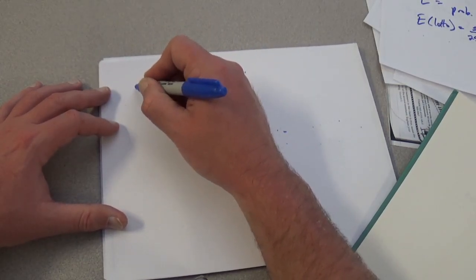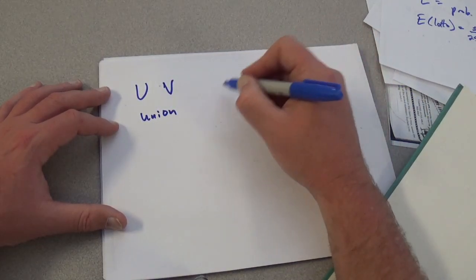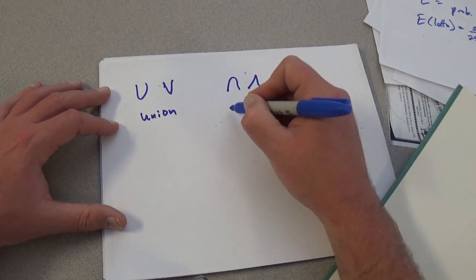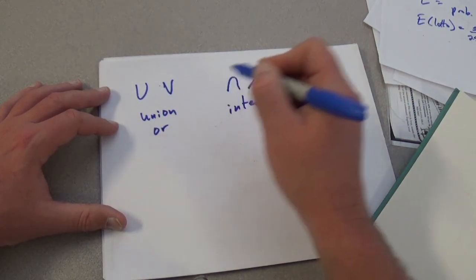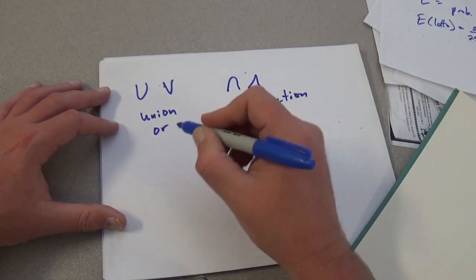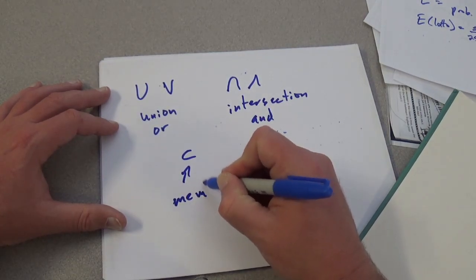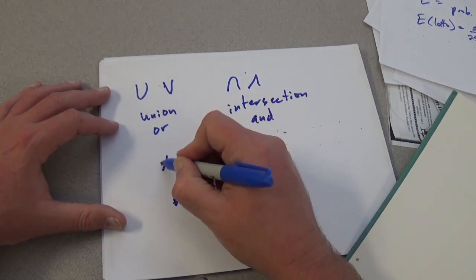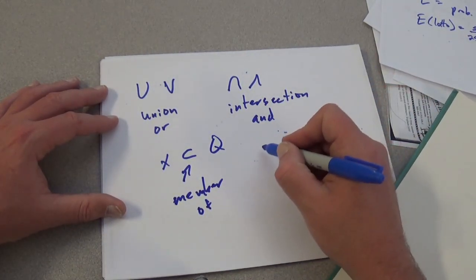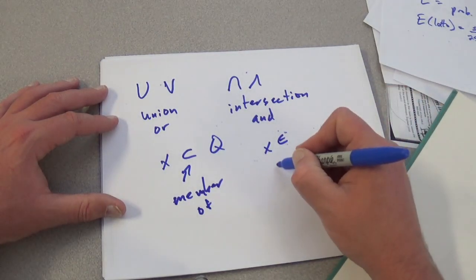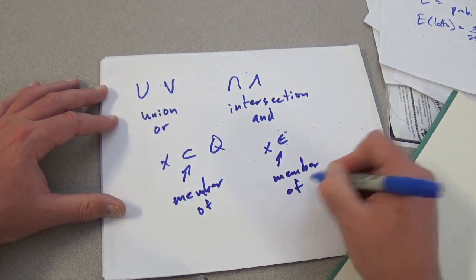Standard symbols. Those are union, intersection. So this is or. This is and. You'll see this one, it just means it's a member of. So X is in something, Q. Sometimes you'll also see it like that. Same thing, member of.